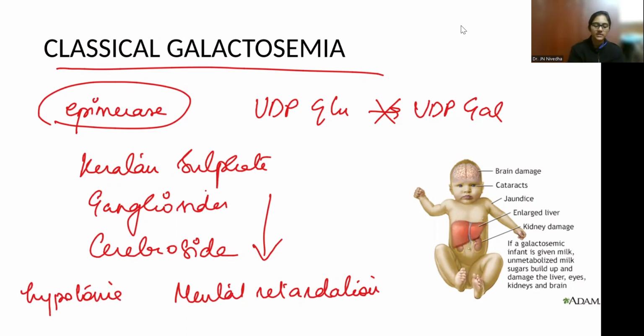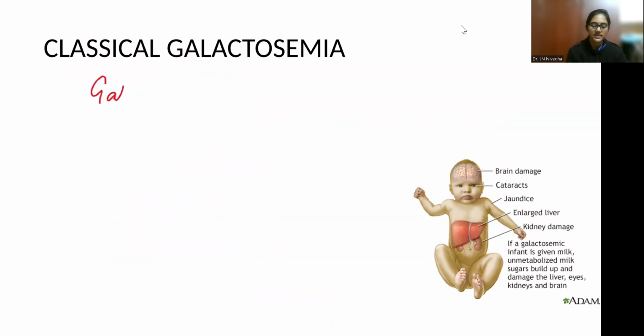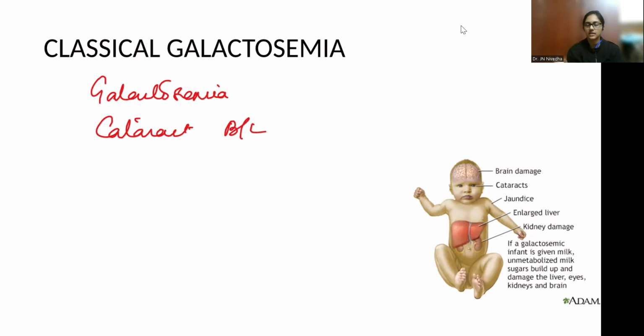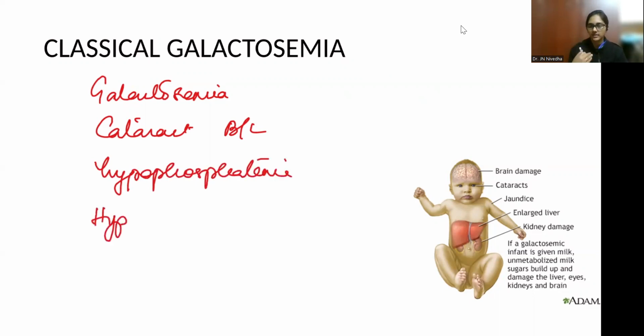So what are the symptoms we've seen till now? To summarize, there is galactosemia, excess of galactose coming out to the circulation. It can lead to bilateral cataract, because in both the lenses, galactose gets accumulated as dulcitol. And then there is hypophosphatemia. Inorganic phosphate is reduced, so glycogen phosphorylase activity is reduced, glycogenolysis is reduced, and there is hypoglycemia.